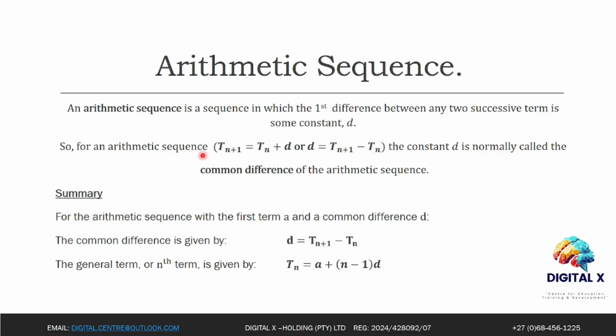So for an arithmetic sequence, we know that every successive term is determined by this particular formula here, which states that t subscript n plus 1, which is the successive term, is determined by the predecessor being added to the difference. Or to determine the value of the difference, you simply use this particular formula over here. So the constant d, as we all know, is called the common difference of the arithmetic sequence. These are things that you are familiar with from previous grades.